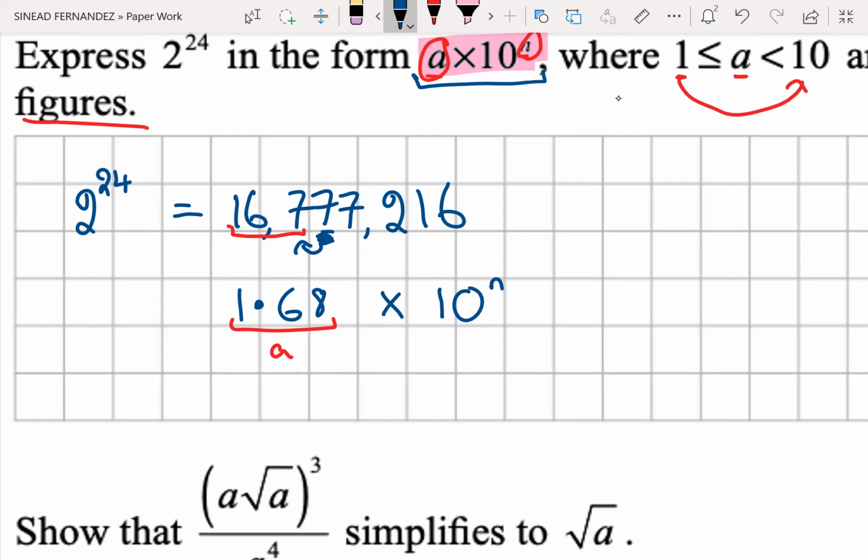So that little n is the number of digits after the decimal point. The decimal point went in here, so how many digits are after that? There's 1, 2, 3, 4, 5, 6, 7. There are 7. Let me just get rid of those because it's a bit messy. So it's 10 to the power of, instead of n, we put in 7. Okay, and that's it.